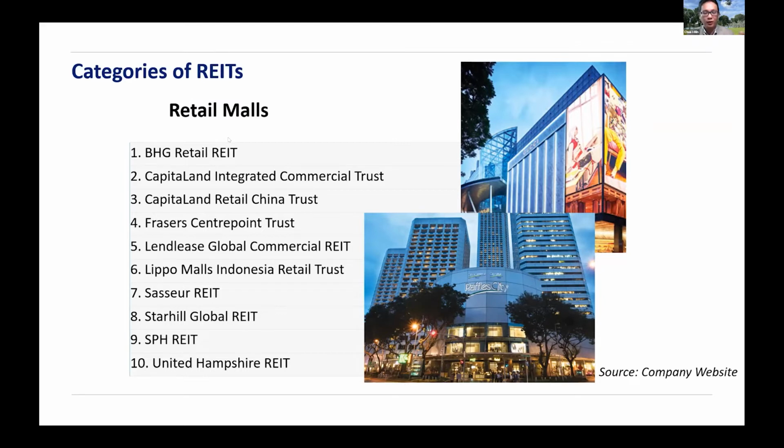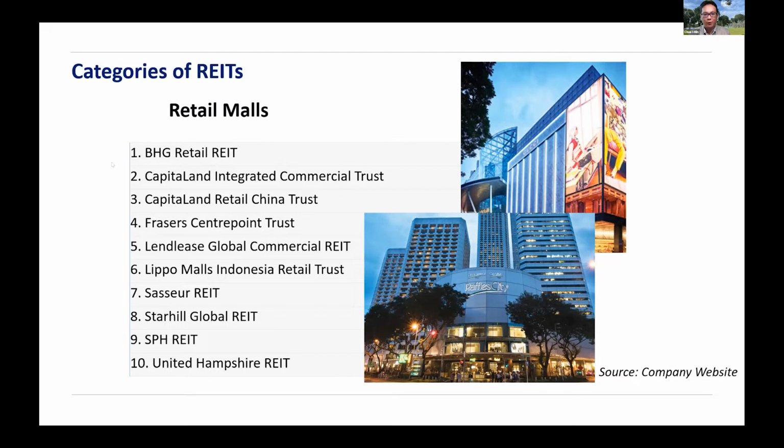So for those who actually want to invest in China properties, you can also do it through our REITs here in Singapore, like CapitaLand Retail China Trust. If you actually do visit China, you'll realize that in most cities you will see this CapitaLand Mall, a bit like Walmart. A lot of them are actually part of this REIT.